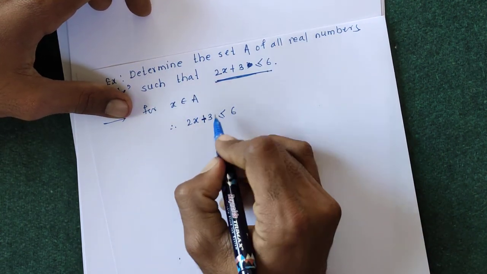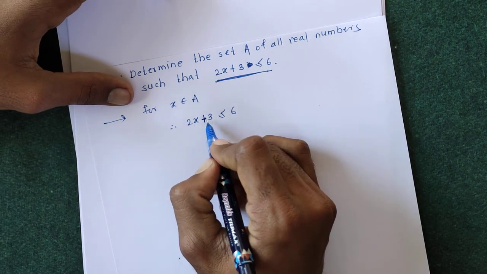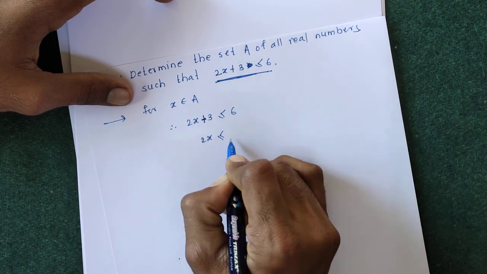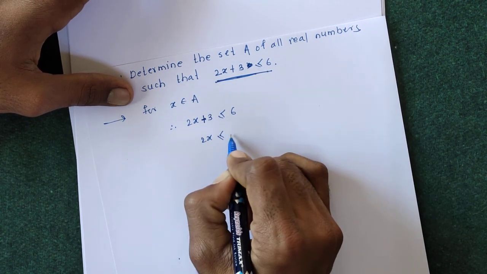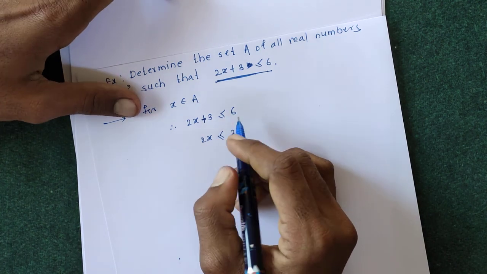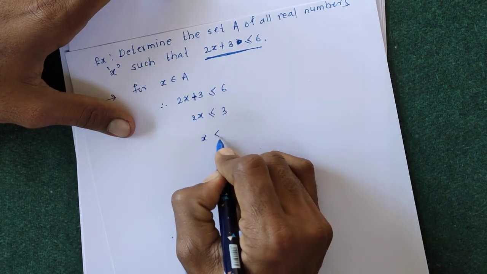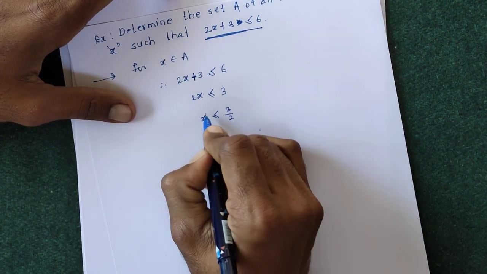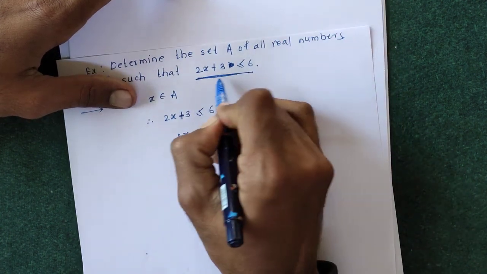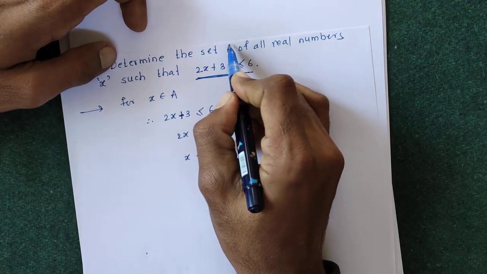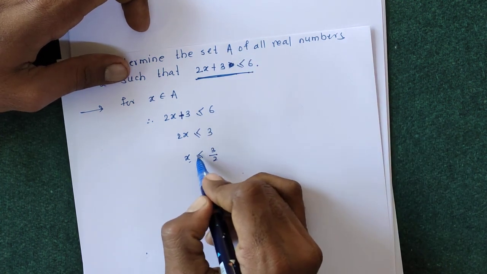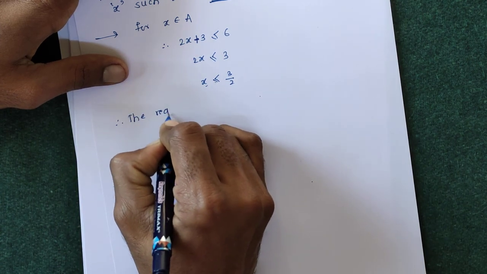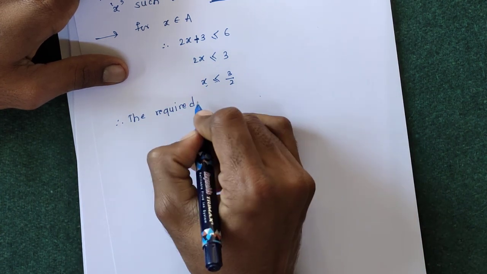Now from this inequality, if we subtract 3 from both sides, then 2x plus 3 minus 3 becomes 2x, which is less than or equal to 6 minus 3, which is 3. So subtracting 3 from both sides, we get 2x is less than or equal to 3. Now dividing throughout by 2, we get x is less than or equal to 3 by 2. Hence if x is less than or equal to 3 by 2, then that x satisfies this property, that is, the elements of the set are x belongs to R such that x is less than or equal to 3 by 2. This question can be asked for 2 marks.